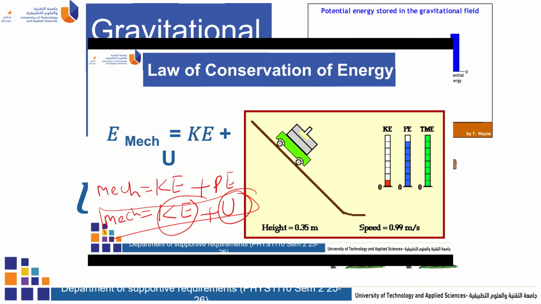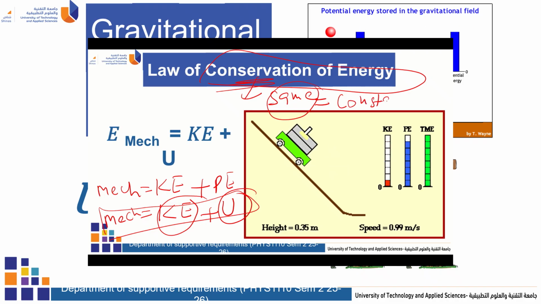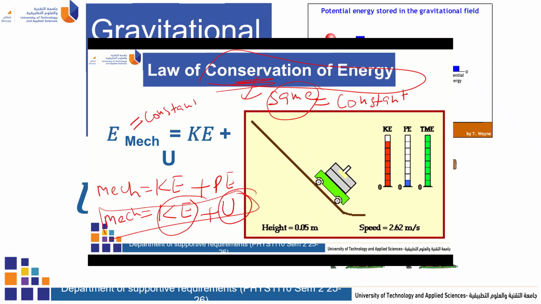And what is the meaning of the law of conservation of energy? Conservation means the same, or you can say constant, a thing which is not changing. So the meaning is this factor is always the same, in any problem, in any mechanical situation. So this is always constant. This is the law of conservation of energy.